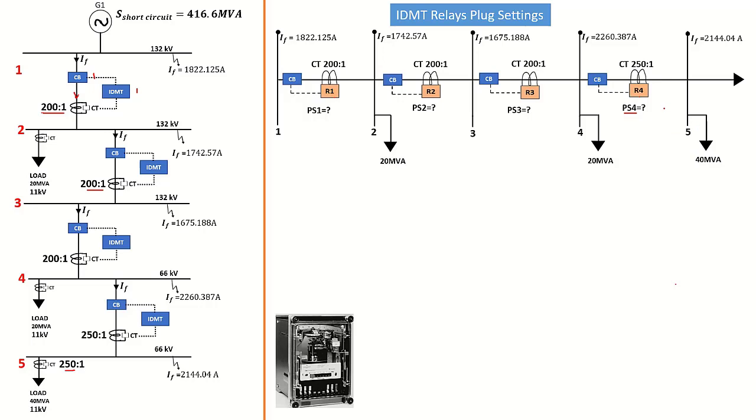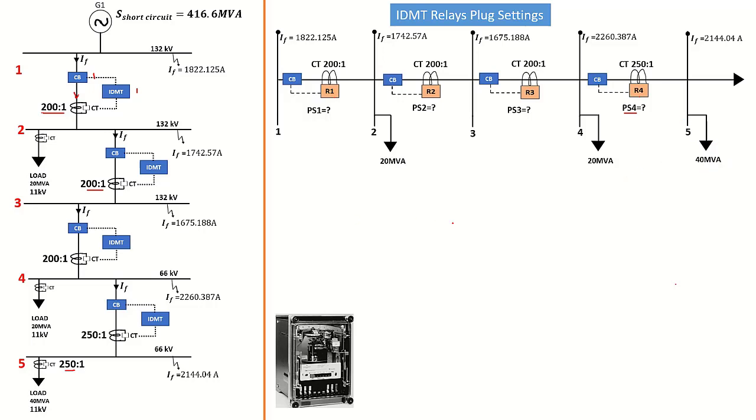Okay, now without any further delay, let's go ahead and calculate the plug setting, that is PS4, for relay number 4. Now, as we have said, relay number 4 must look at the load current that is going into busbar 5, and the load there is said to be 40 MVA. We don't know what type of load is there, but we assume these are normal load conditions. So we assume there are no motors or anything that can sky-high the current, just a normal load. So it's 40 MVA.